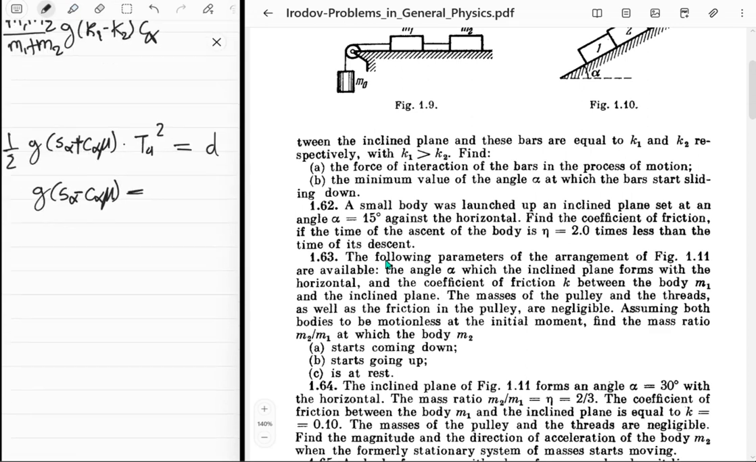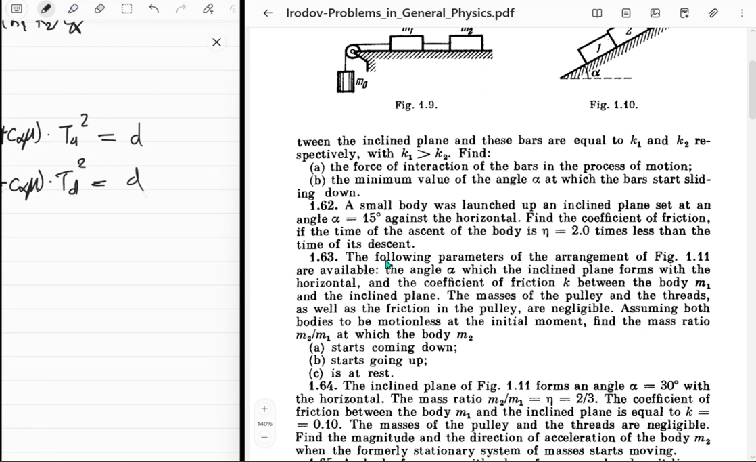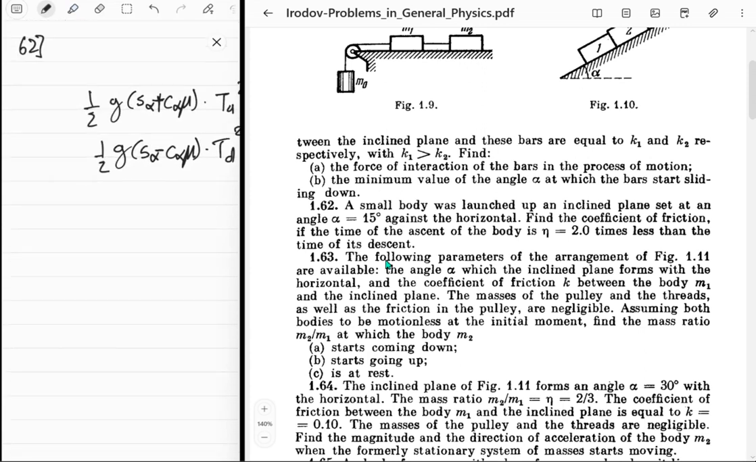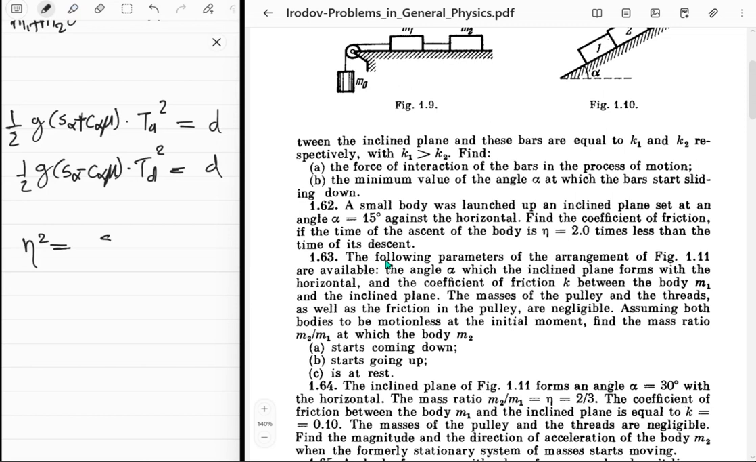So call this thing t. And for this guy, it's going to be half and then time of descent squared is equal to the same thing, so same t, right? Cool, but makes perfect sense. So divide this. So we just have time of descent squared, like eta squared, is equal to, so divide, you get that thing: sine alpha plus cosine alpha mu upon sine alpha minus cosine alpha mu, which is basically just 1 plus tan alpha mu upon 1 minus tan alpha mu. Perfect. Right, this should make perfect sense.